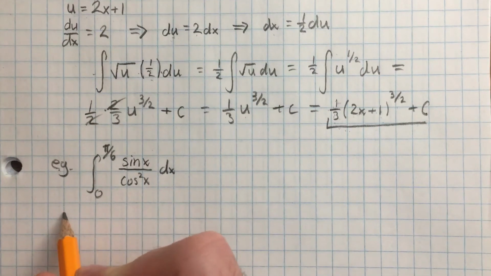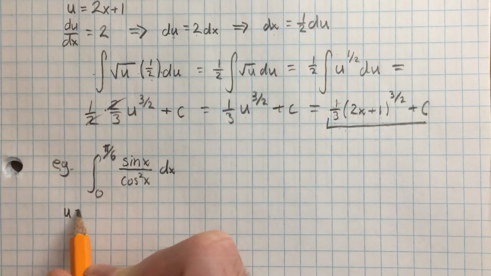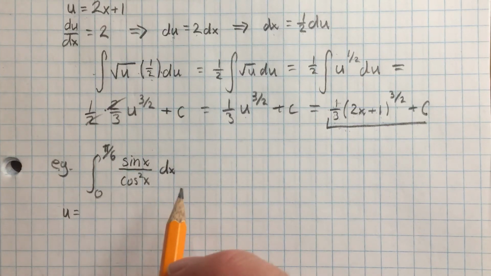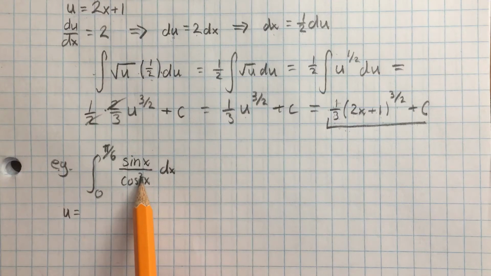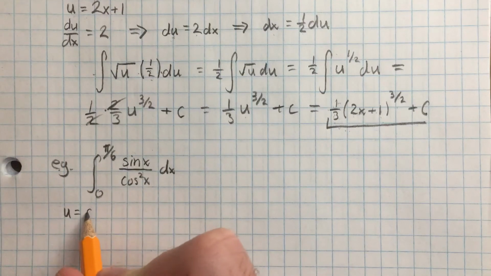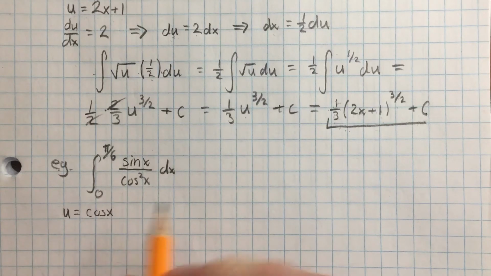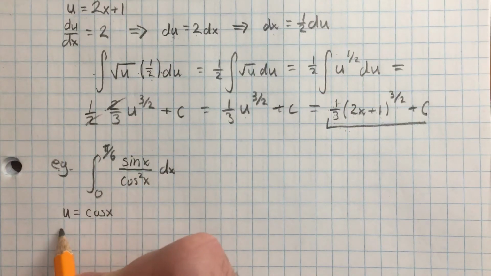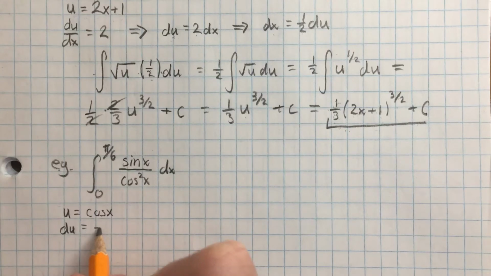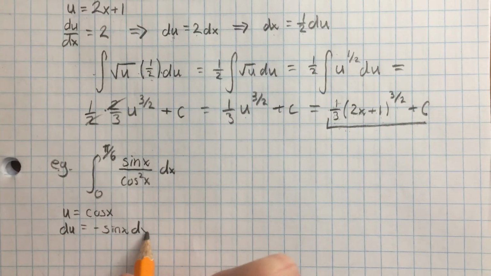So I said you should try to find a place where it looks like there's an inner function, like a composition. So right now what I see is that cos has been put inside the squaring function. So my first guess is to use cos as the substitution, u equals cos x. If that's the case, then I need to find the derivative of cos hiding inside here somewhere. And this one's pretty obvious. If I take the derivative of cos, I'll get negative sine x dx there.